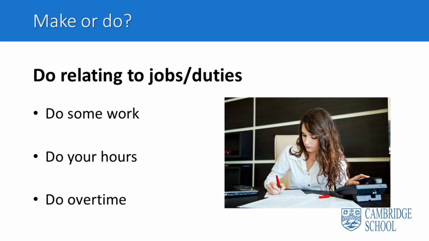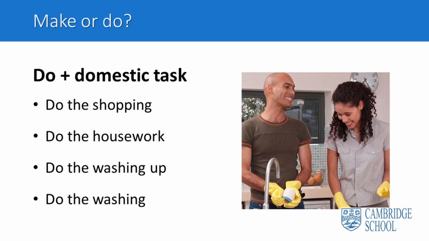We also use do to talk about work. Let's take a look at that. So, you can do some work, you can do your hours, and you can do overtime. We also use do to talk about work that you do at home, domestic tasks. Let's take a look. You do the shopping, do the housework, do the washing up, and do the washing. Those, if we think about them, are all activities.